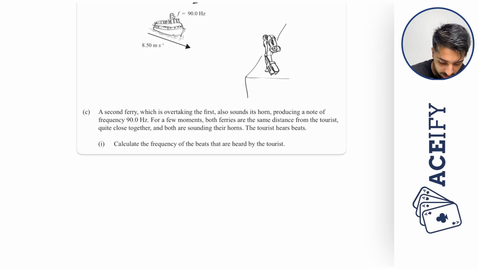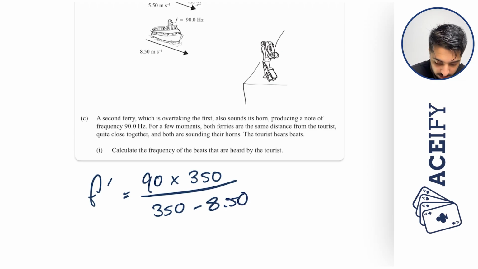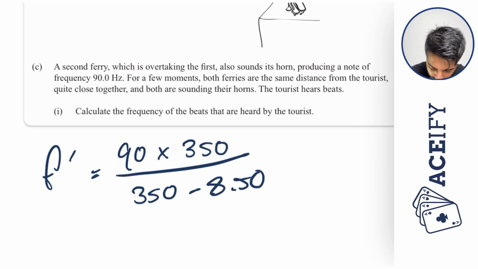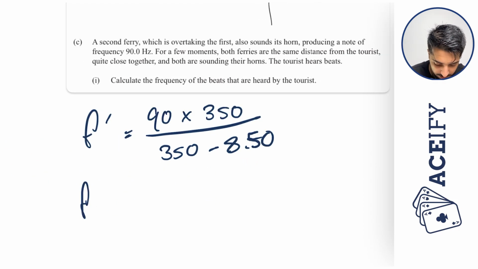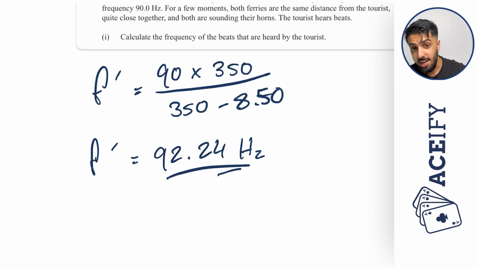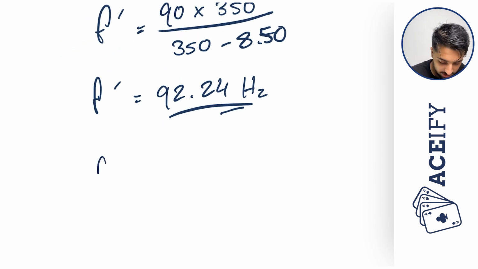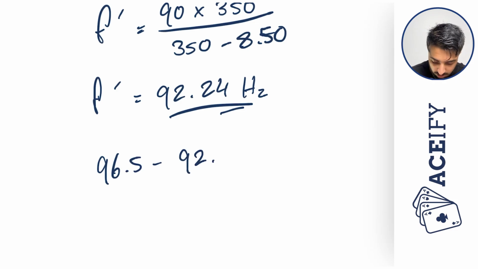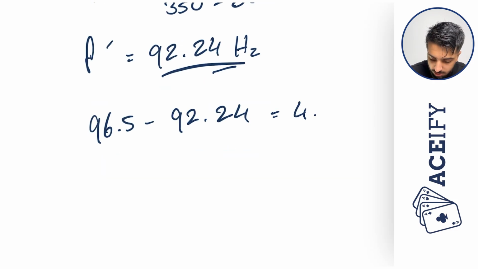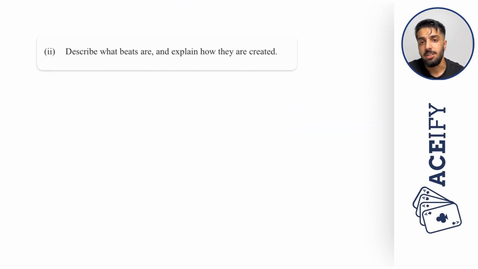And that's just our simple Doppler equation, where we have our source frequency, which is now 90 hertz times 350 all over 350 minus 8.5, because now that is the velocity of the new ferry. Let's probably draw that better. There we go. And this gives a frequency of 92.24 hertz. And so now we have the two frequencies that the tourist has. Now we can do the subtraction. So we get 96.5 minus 92.24, and we get 4.26 hertz. There we go.